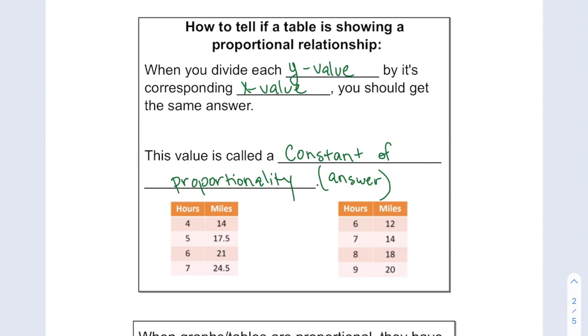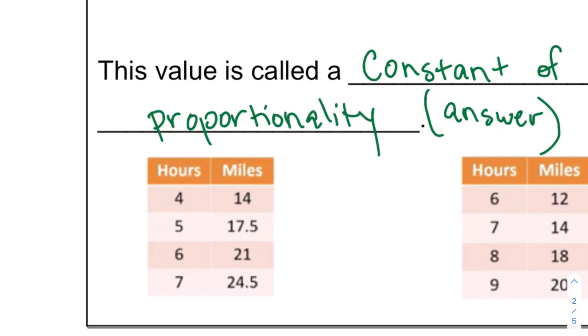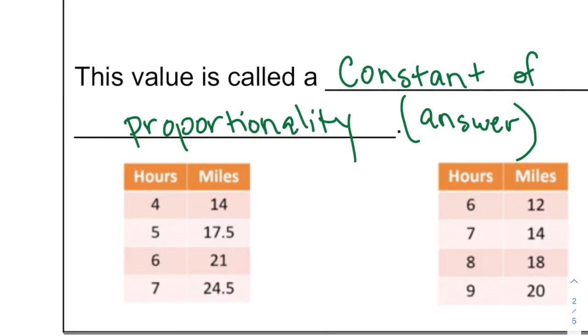All right, let's do these first ones. Anytime you have a table, the first column is always the x values. The second column is always filled with the y values. So I'm going to label those as x and y. I'm just going to take my y values divided by my x values. So y divided by x.